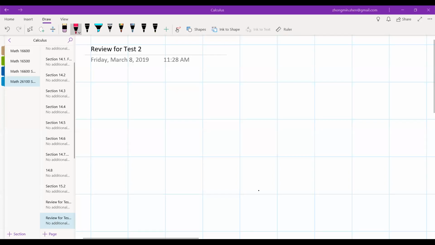Okay, this is a review for test number 2. So I'm going to discuss the first problem. Calculate the double integral of this function.